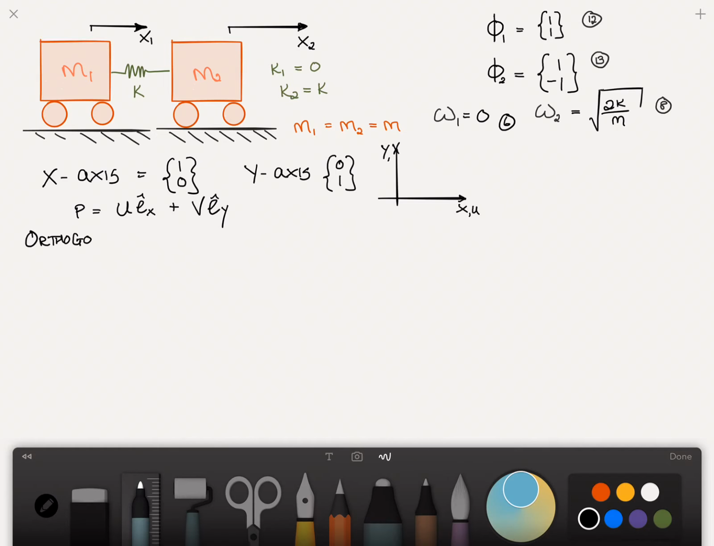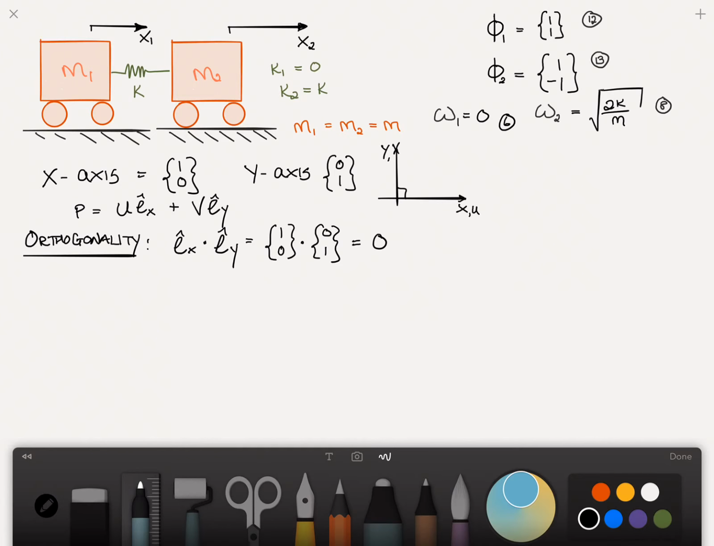What does orthogonality mean? Before you tell me it means they're at 90 degrees to one another, yes, of course they're at 90 degrees to one another, but in a more general sense, two vectors are orthogonal when their dot product is 0. So we know that e hat x dot e hat y is equal to 1, 0 dotted with 0, 1, which equals 0. Okay?